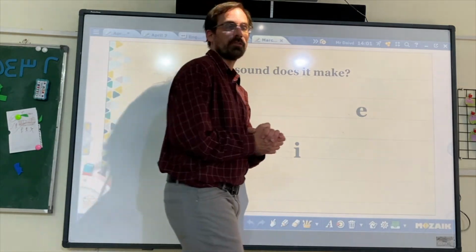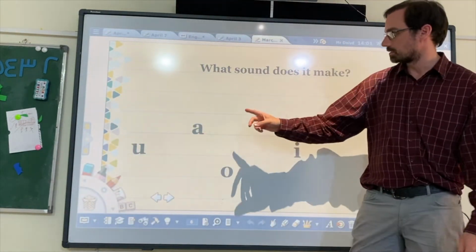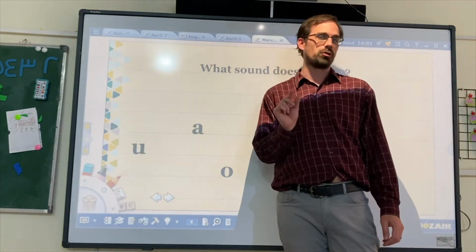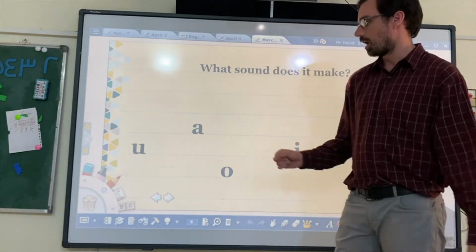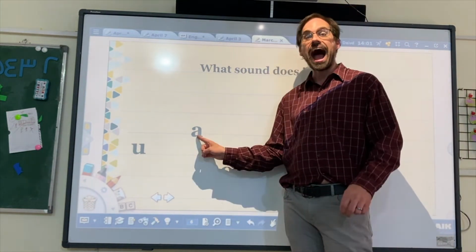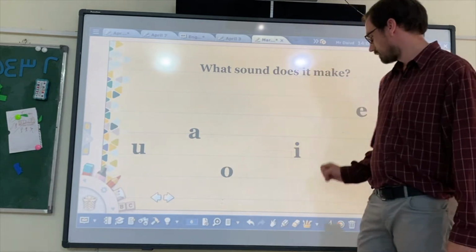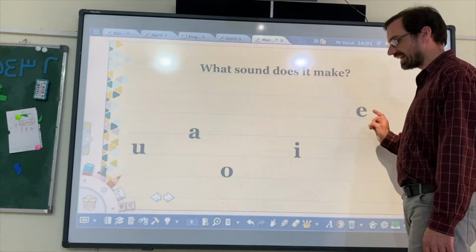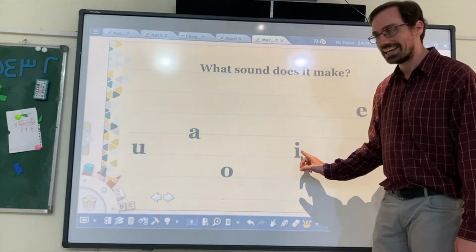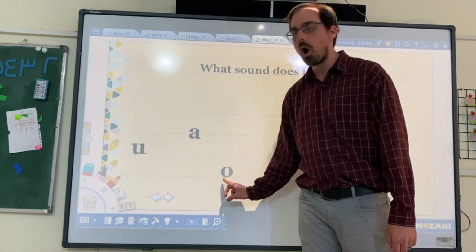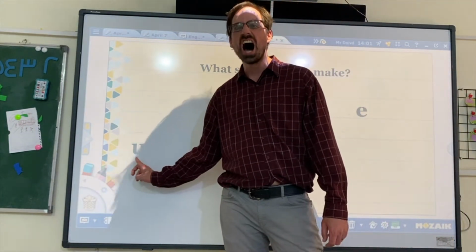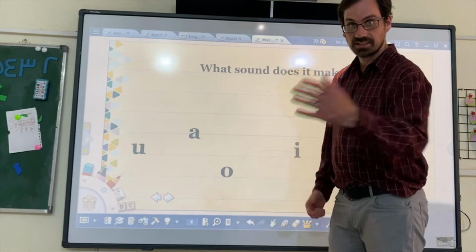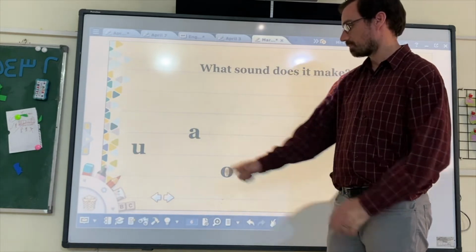So we started off by talking about the sounds, the short vowel sounds of the letters. A, A. E, E. I, I. O, O. A, A. All right? Your turn.